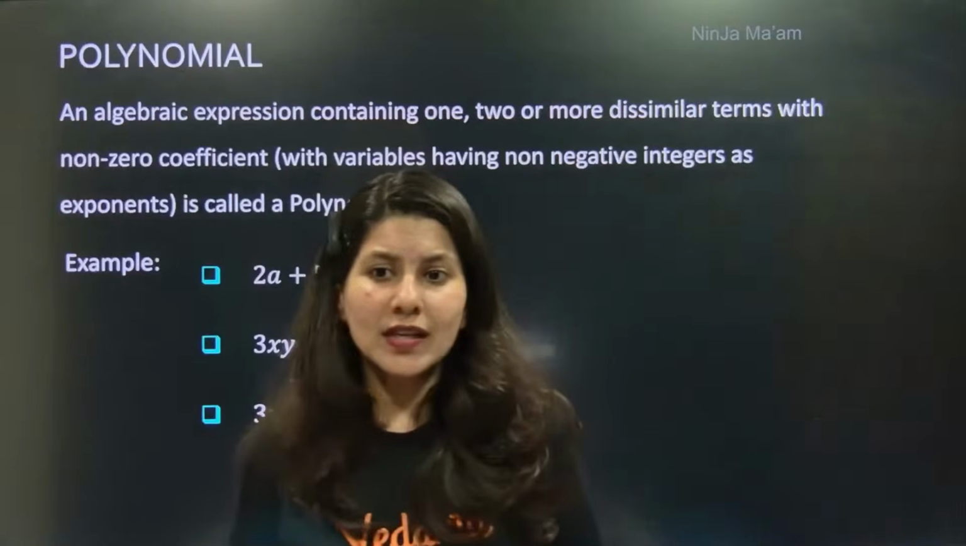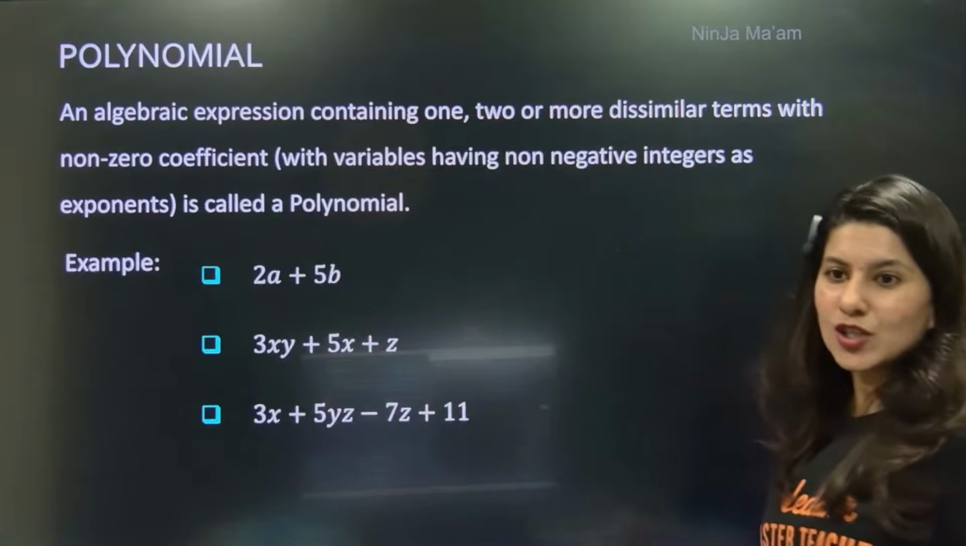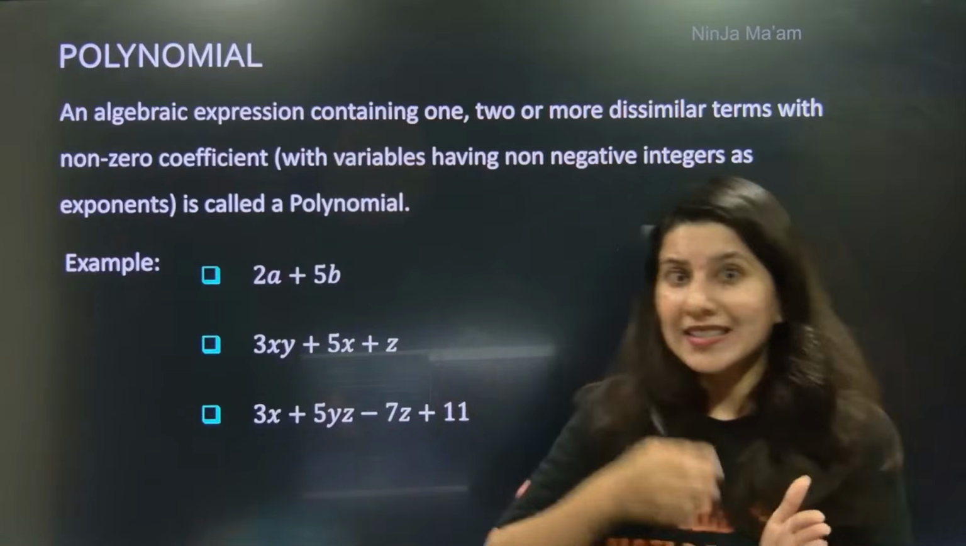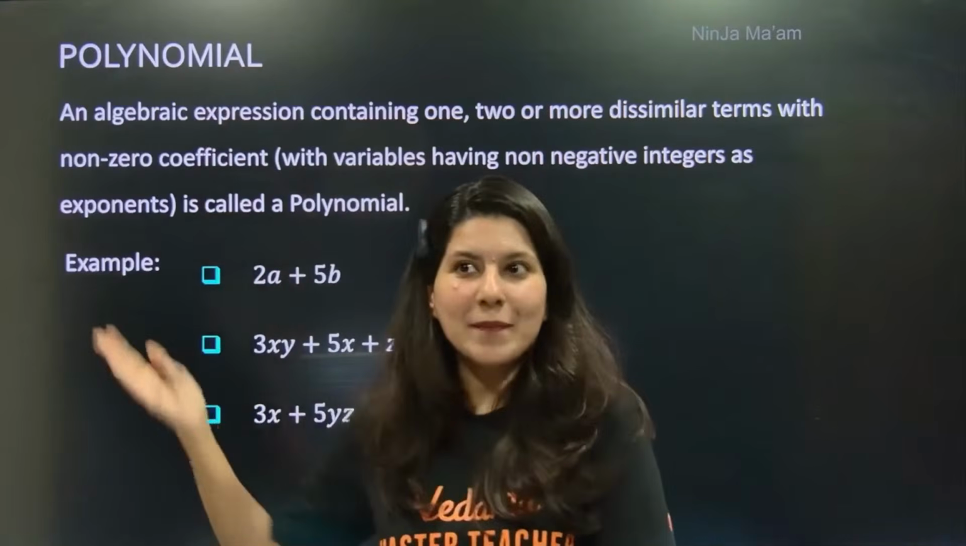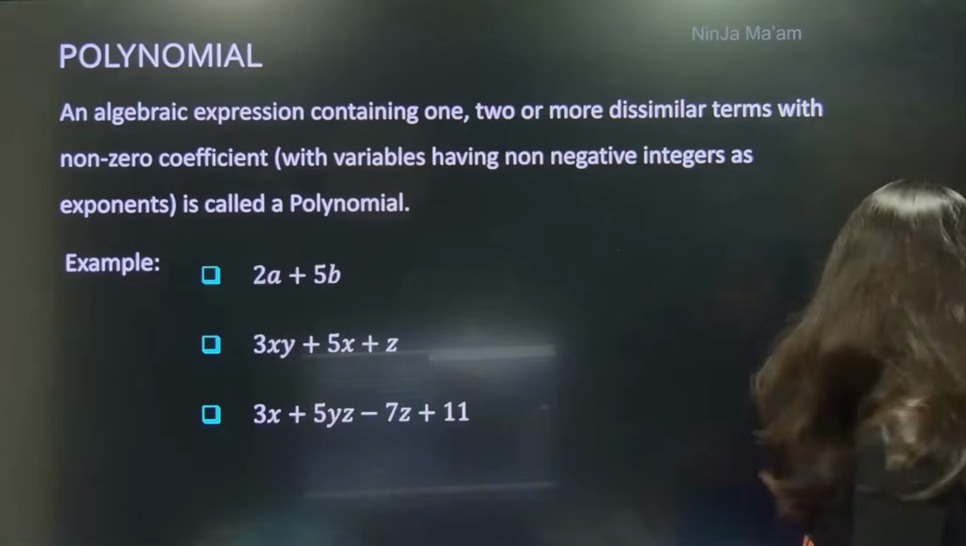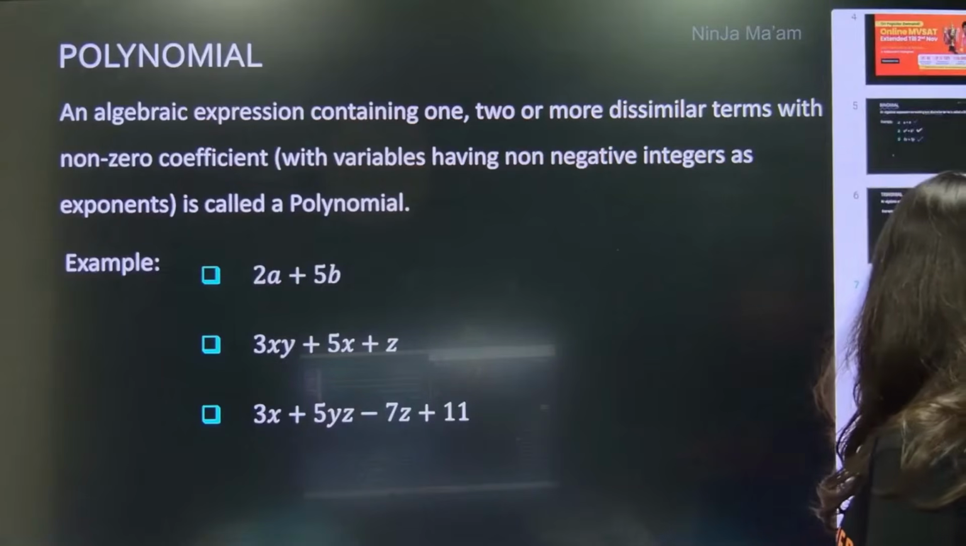What is polynomial? Polynomial means an expression. Polynomial is a generic term, because binomial, then trinomial, so many terms will happen, 4 terms, 5 terms. So in general, we call it a polynomial. Everybody okay? Comfortable with this?